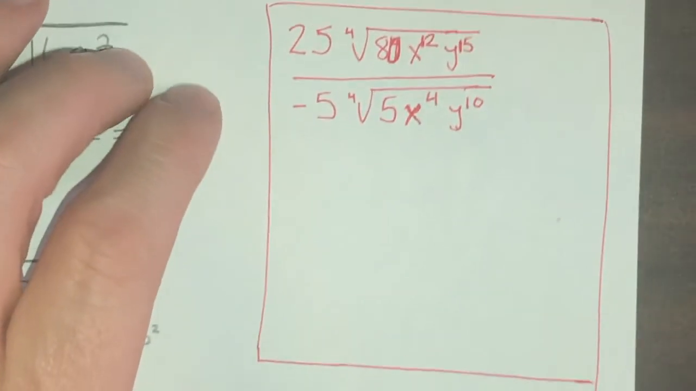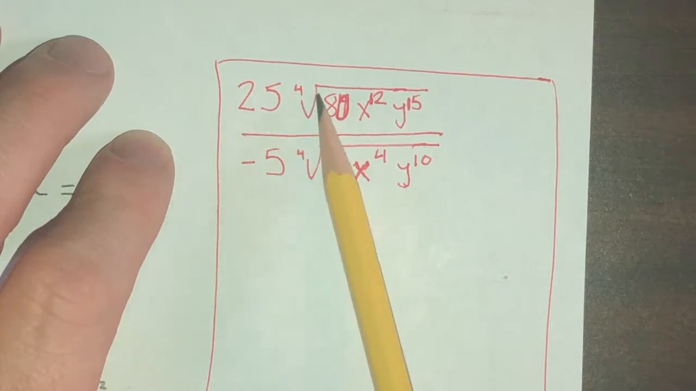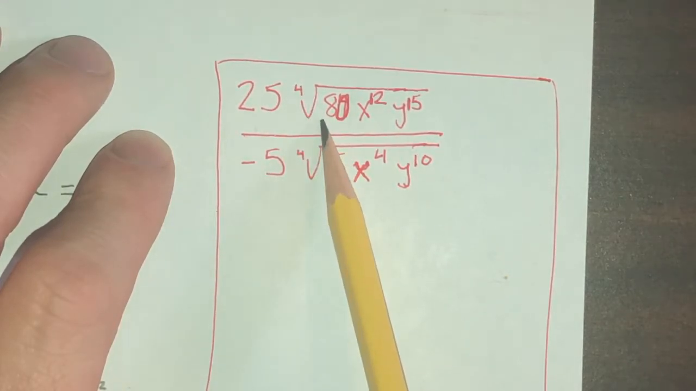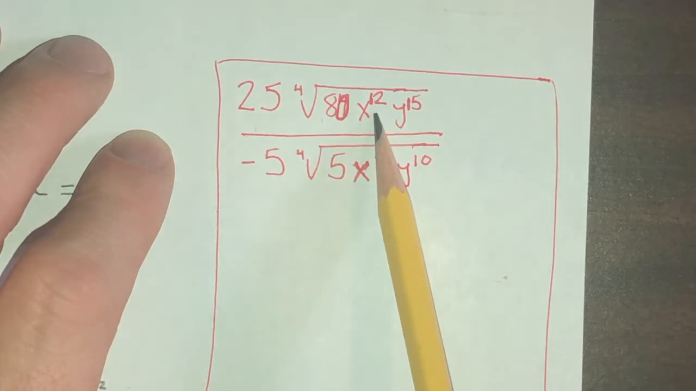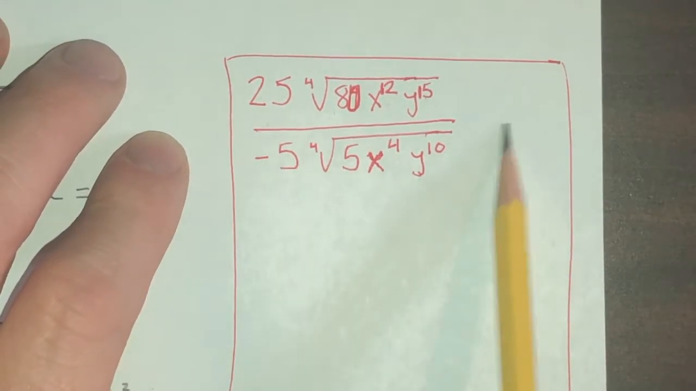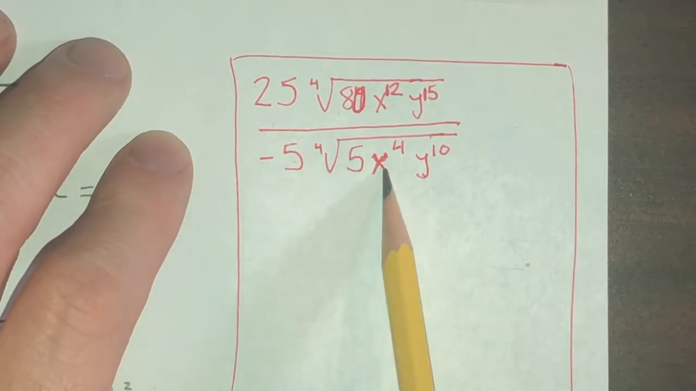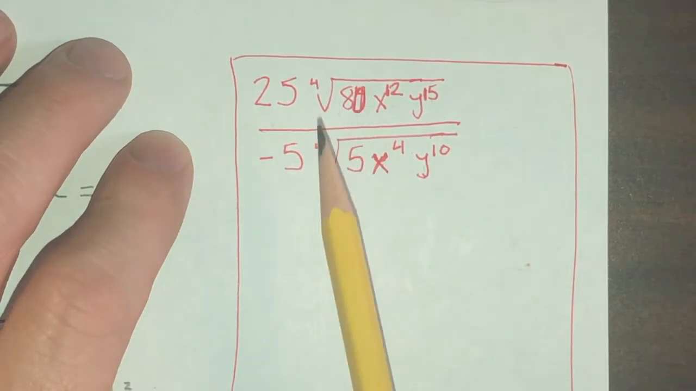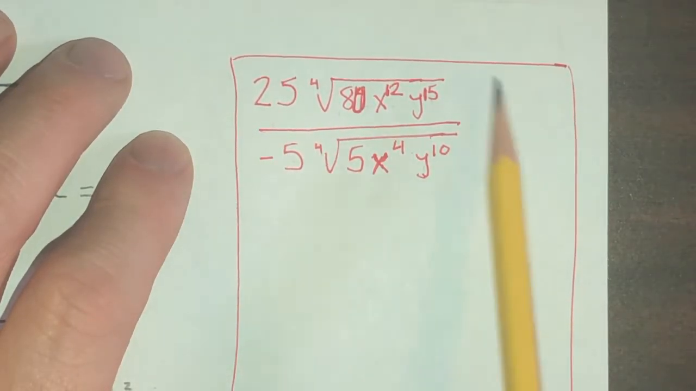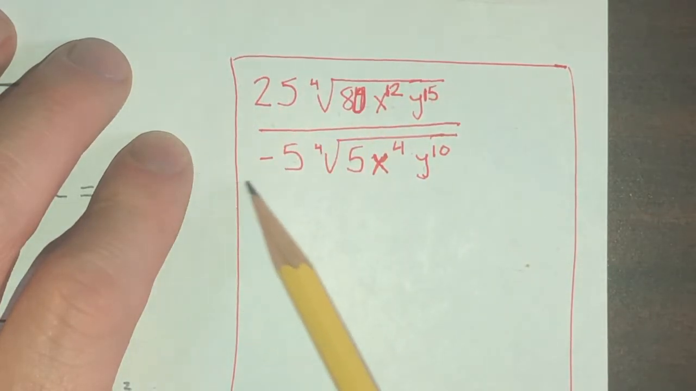All right, now I'm going to come up with a little try here. So what I have is 25 times the 4th root of 80 x to the 12th y to the 15th over negative 5 times the 4th root of 5x to the 4th y to the 10th. Go ahead, try to simplify this, okay? Pause the video, and then when you unpause, I'll show you how to do it.